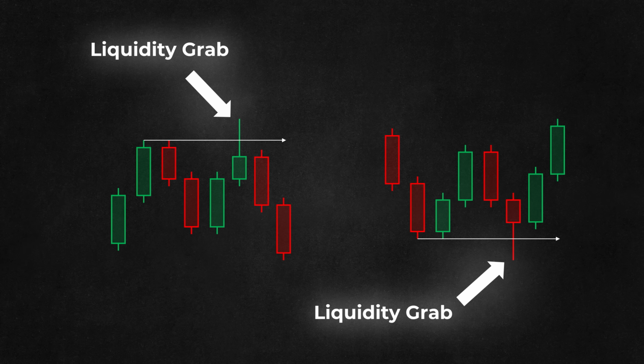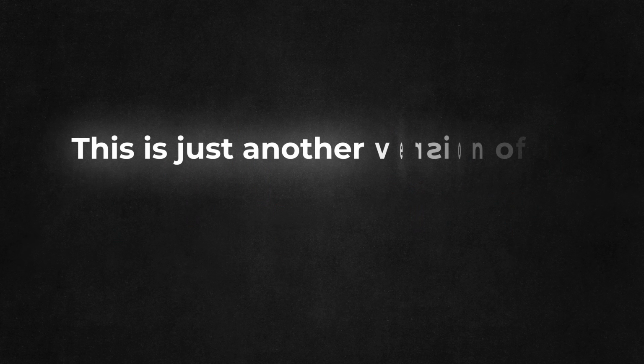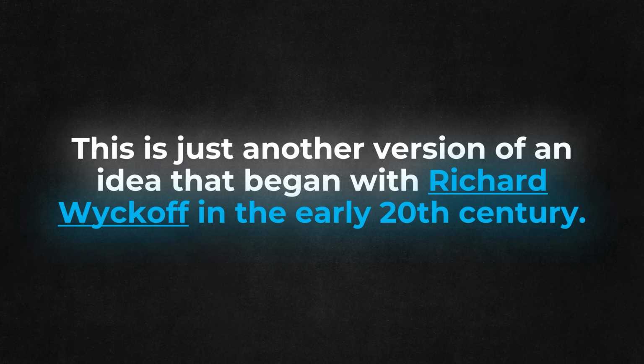Its most common name is bull trap or bear trap. Bull trap comes from the idea that buyers think price will go up after the breakout of a high, only to find out that price will go down. Bear trap comes from the idea that sellers think price will go down, only to find out that price will go up. This is just another version of the idea that began with Richard Wyckoff in the early 20th century.